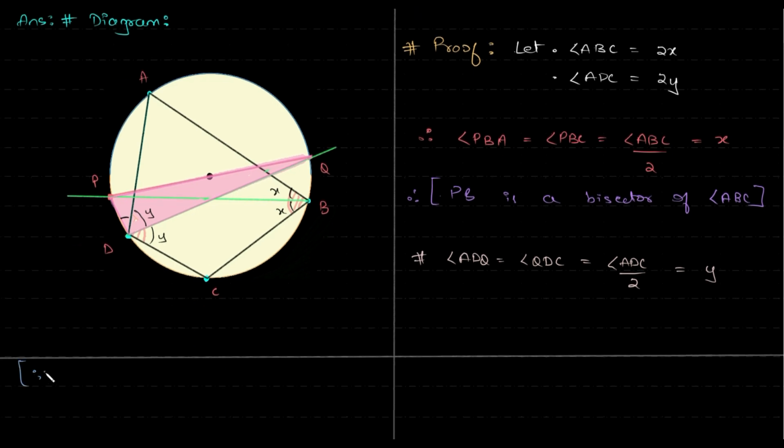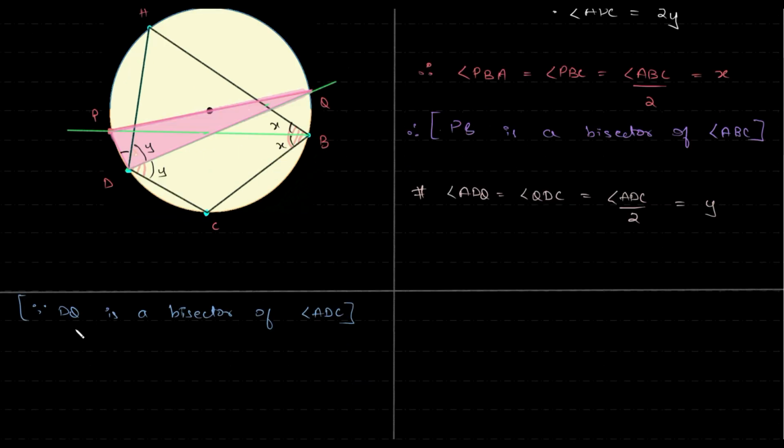So this is because DQ is a bisector of angle ADC. Okay, what next? Somehow I have to relate. See, the relationship between 2x and 2y is quite simple.